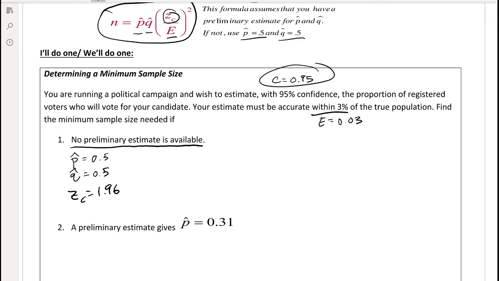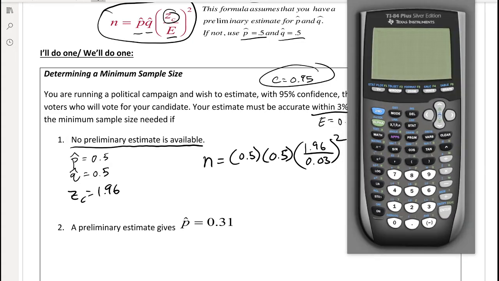All I gotta do now is just plug all those pieces of information into this equation right here. So my minimum sample size n needs to be equal to my p hat, which is 0.5, times my q hat, which is 0.5, times Z critical, which is 1.96, divided by my margin of error, which is 0.03. And this is all being squared. And you just plug this into your calculator. So on my calculator, this is 0.5 times 0.5 times 1.96 divided by 0.03, and this whole thing is going to be squared.